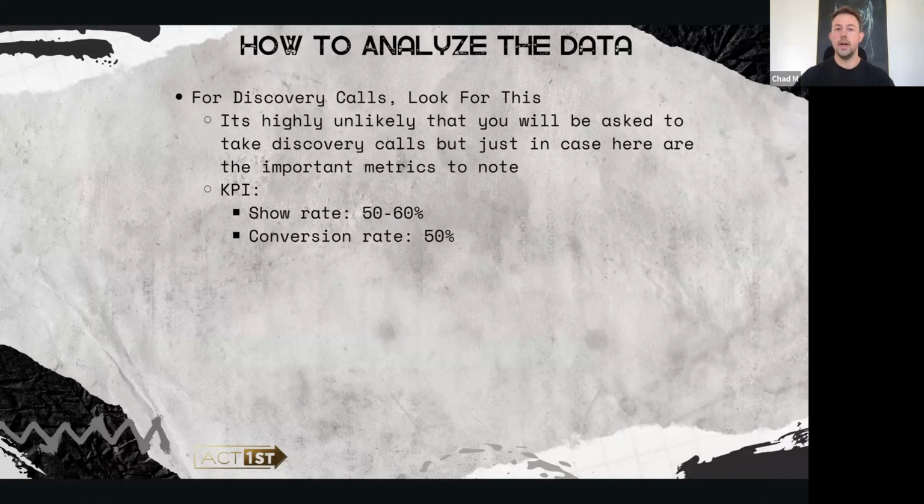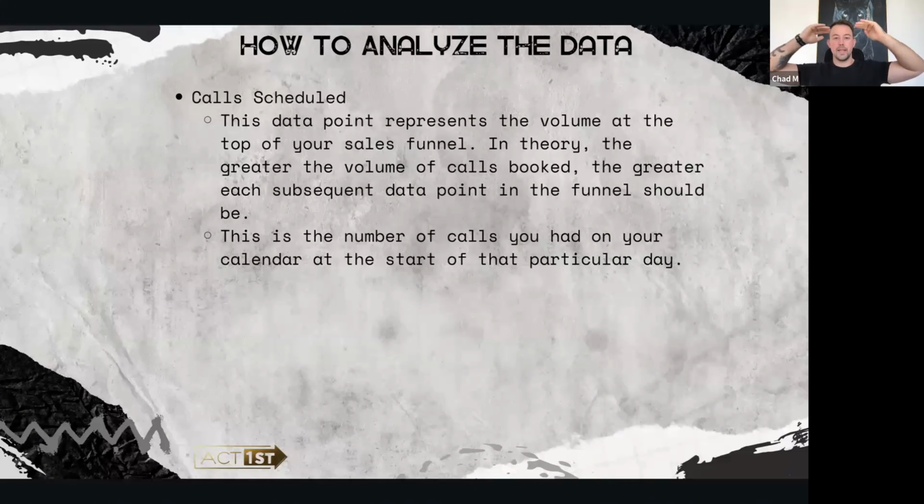Now we're moving into the metrics you need to know for closing calls. So the first one here is calls scheduled. This is at the top of your funnel. So you have calls scheduled at the top of the funnel, then you have calls shown, calls pitched, calls closed. In theory, the more calls that you have on your schedule, the higher likelihood the rest of the data points will be higher as well.